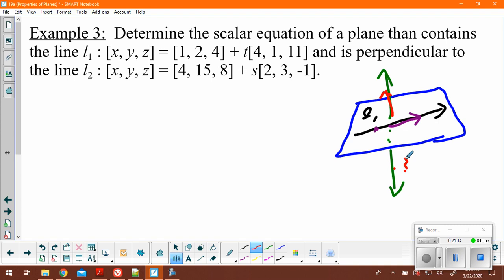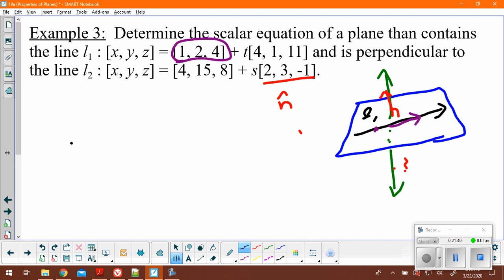So what do I need for the scalar equation of a plane? Well, I need a normal vector, something perpendicular to the plane. But I've got that, because this line is perpendicular to the plane. So this is going to be my normal vector. The other piece of information I need is a point on the plane. That's going to come from line 1, because I know this is inside the plane. And we're basically ready to go here.